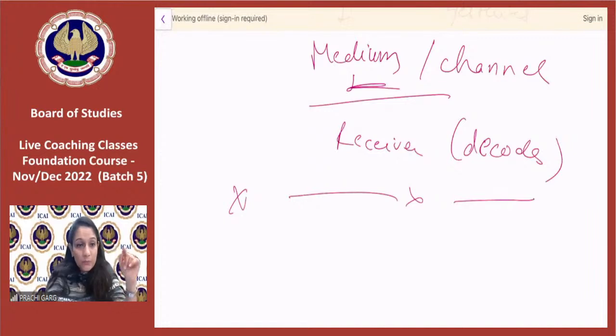Because decoding means the process of converting the symbols or the words or the pictures that the sender has sent. So basically, when you try to understand what it is.